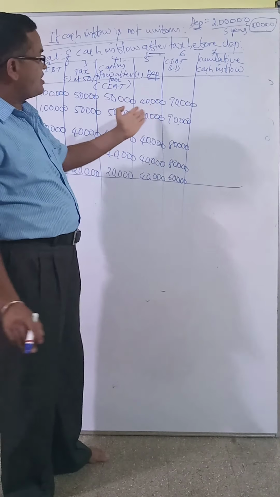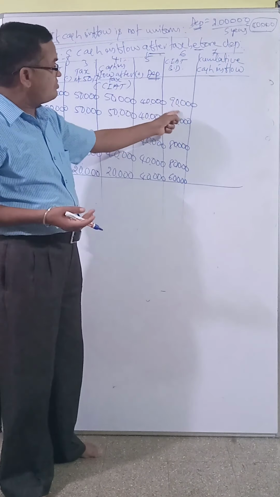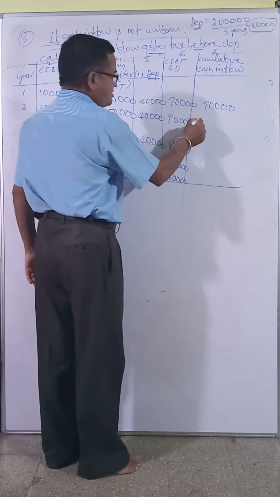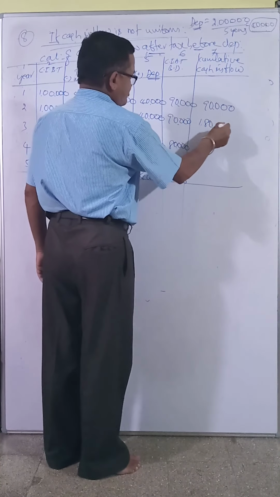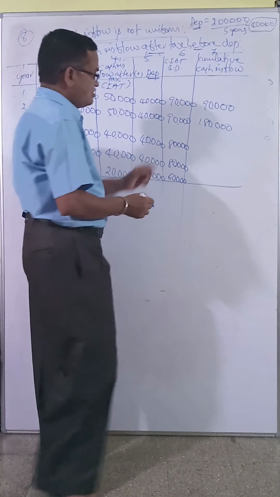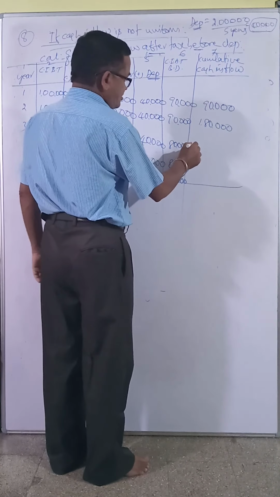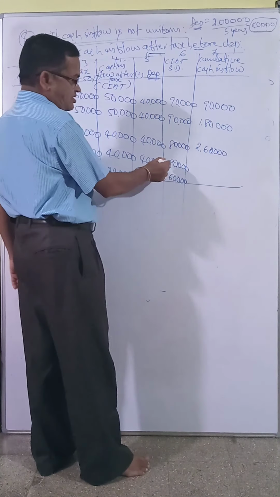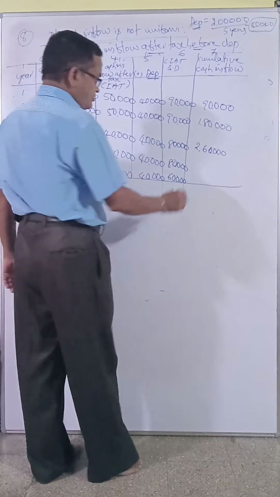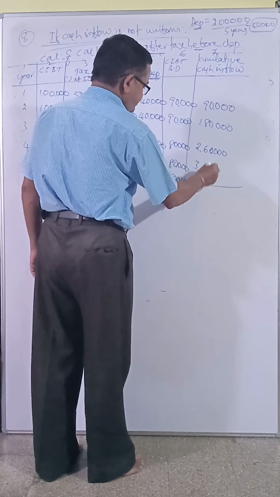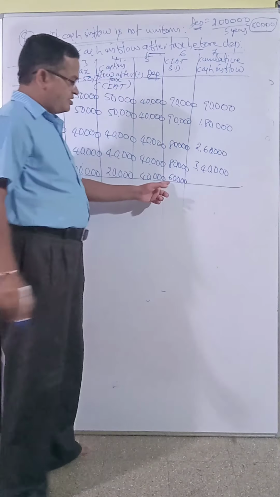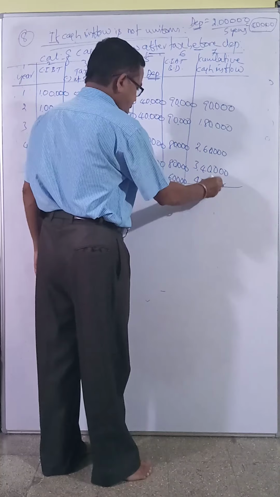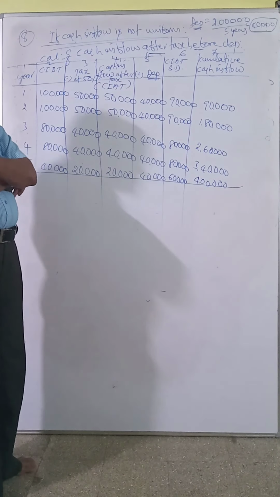Now this is very simple. Cumulative cash inflow means you just have to add to this cash inflow. We know cash inflow, this 90,000. 90 plus 90 is 1,80,000. 1,80,000 plus this 80 is 2,60,000. 2,60,000 plus 80,000 is 3,40,000. 3,40,000 plus 60,000 is 4 lakh. Okay. This is a table, understood?